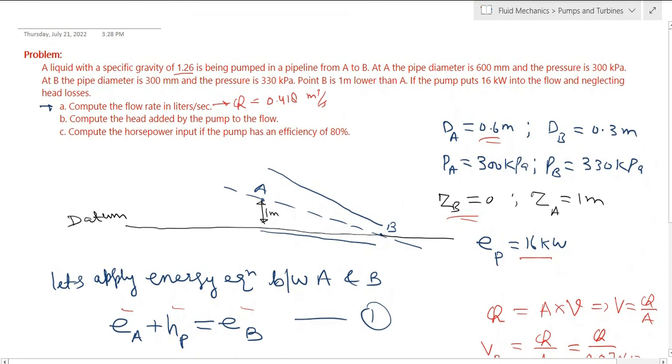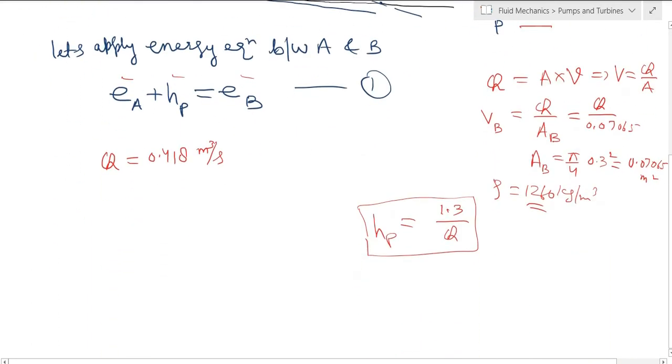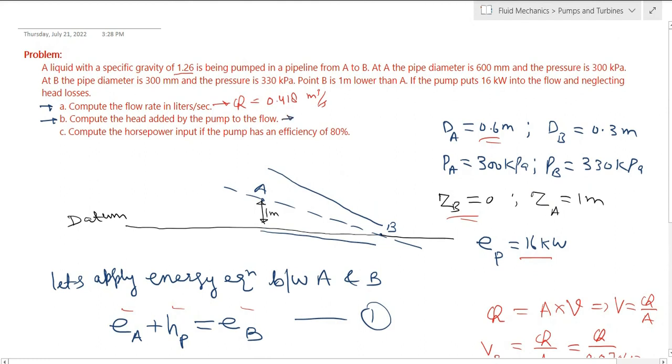Now B is to compute the head added by the pump. Head added by the pump means HP, right? Now HP is 1.3 divided by Q. So HP is going to be 1.3 divided by how much is Q? 0.418, and it's approximately going to be 3 meters. So we find the head added by the pump is HP equal to 3 meters approximately, and compute the horsepower input if the pump has an efficiency of 80%.